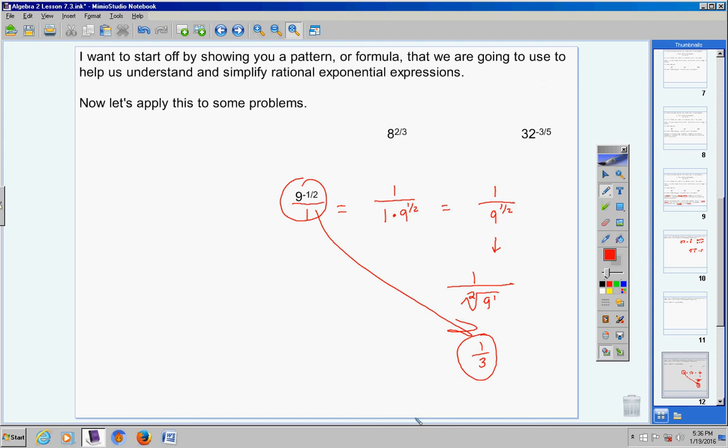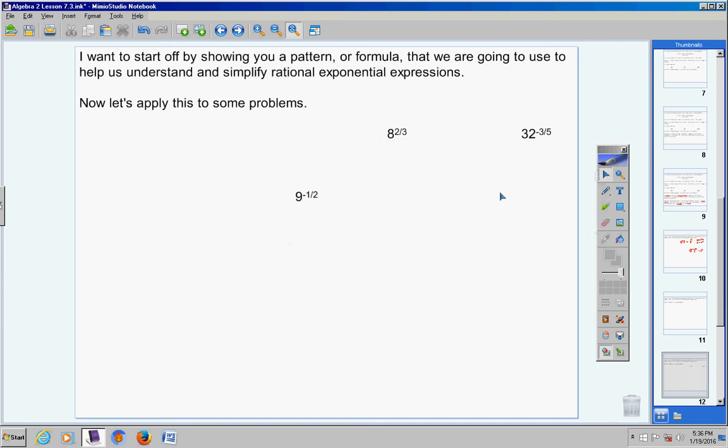Okay? Not too bad. Get rid of your negative exponent first, and then take your fractional exponent or your rational exponent, whatever you want to call it, and simplify it down to a radical, and then solve the radical. Not too bad, guys. Okay, let's take a look at the next problem.